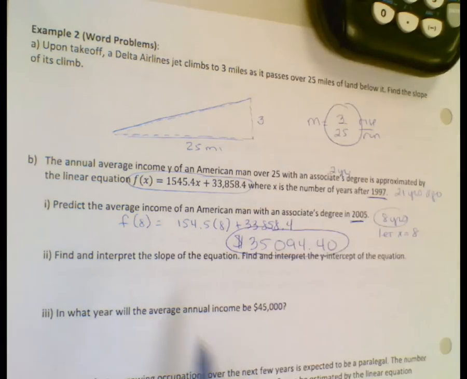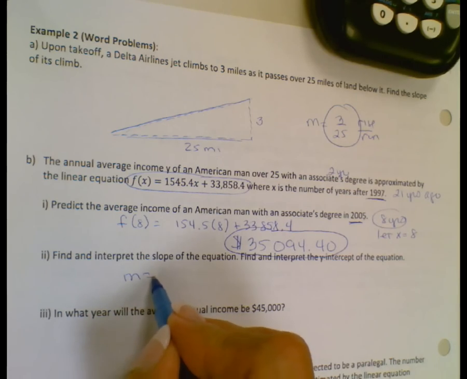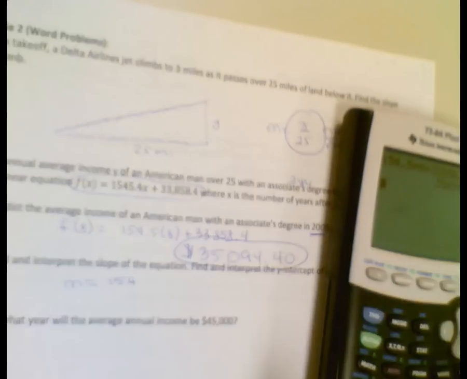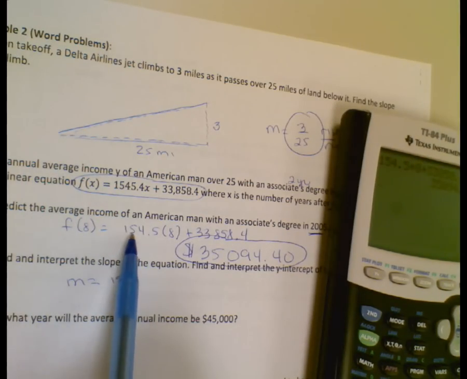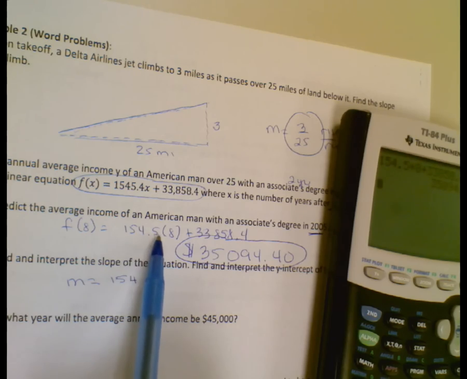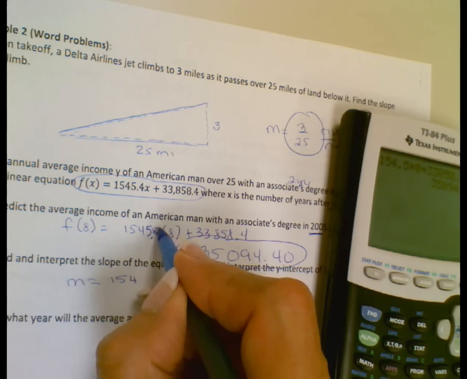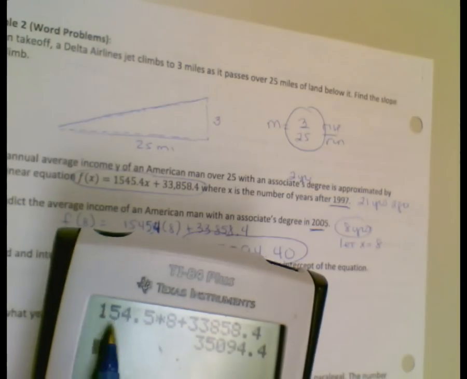So, second part, find and interpret the slope of the equation. The slope of the equation, m, is 154. Oh, you know what? I think I may have messed up here. I just realized I didn't see this number. Wait a minute. This is 1545. I just did 154. I had a 0.5. I have to redo this. See, guys, I didn't put all the numbers in.